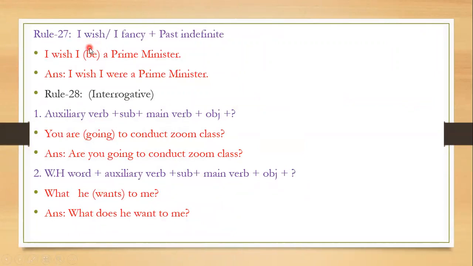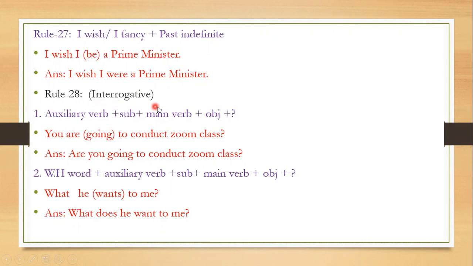Dear students, rule number 27. If you get I wish or I fancy in the sentence, then the next portion of the sentence will be in past indefinite tense or simple past. Let's go to the example: I wish I be a prime minister. It means I wish I were a prime minister. Because I wish is here, the bracket verb be has been turned into were in past tense.